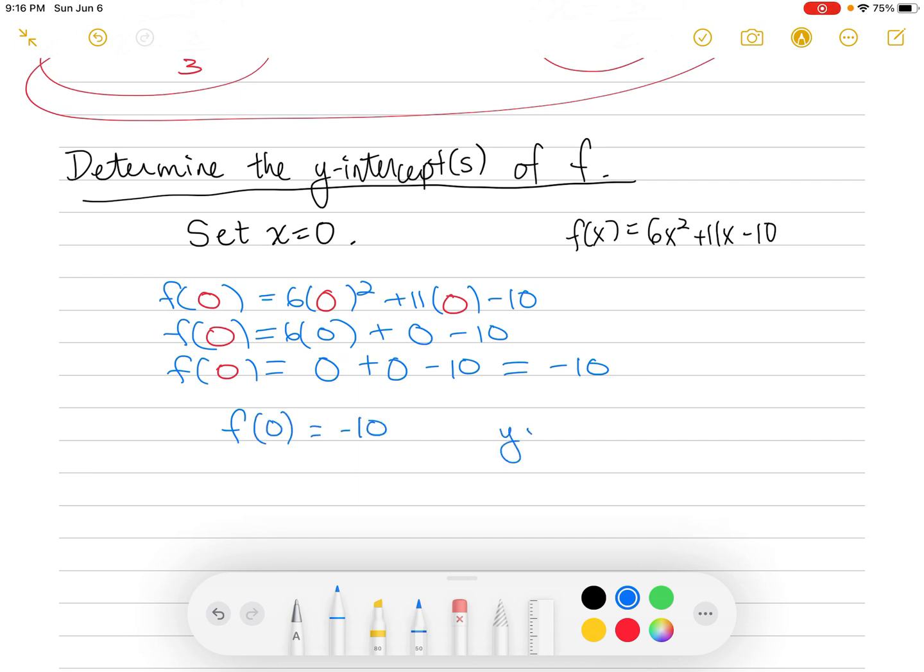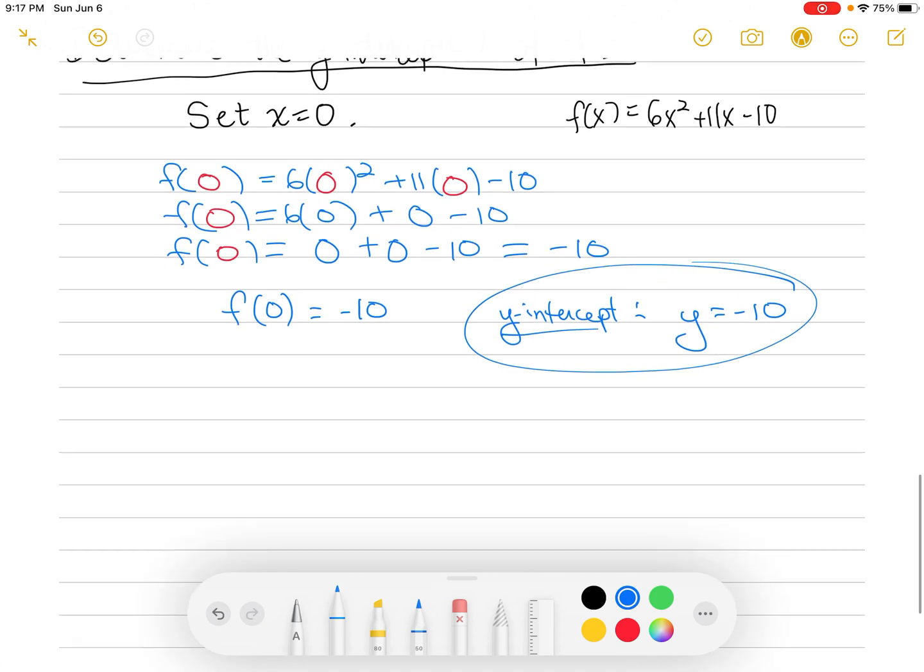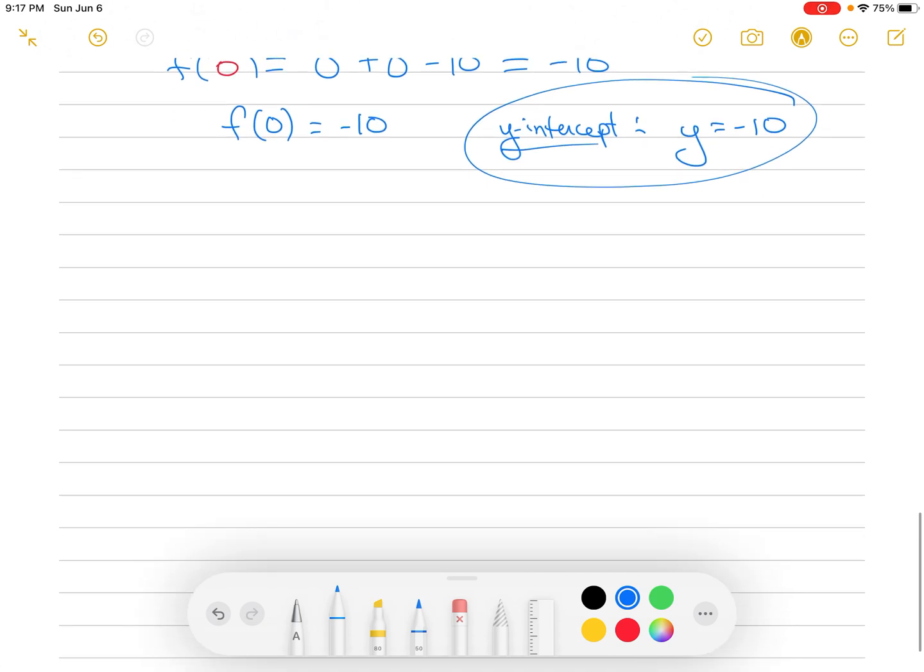So you can say your y-intercept is y equals 10. Oh, sorry, negative 10. I didn't write that correctly. Negative 10. So when the x value is 0, the y value is negative 10. That means your graph hits the y-axis at negative 10. Negative 10 on the y-axis. Okay, let's do a little more.